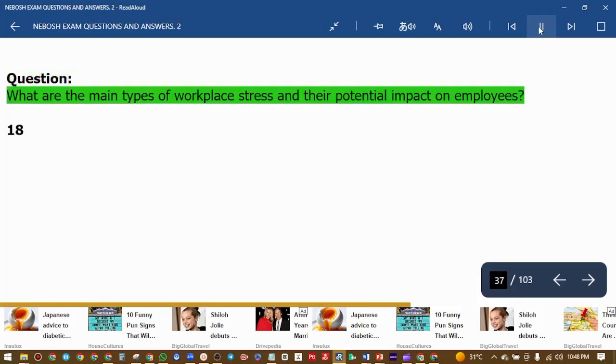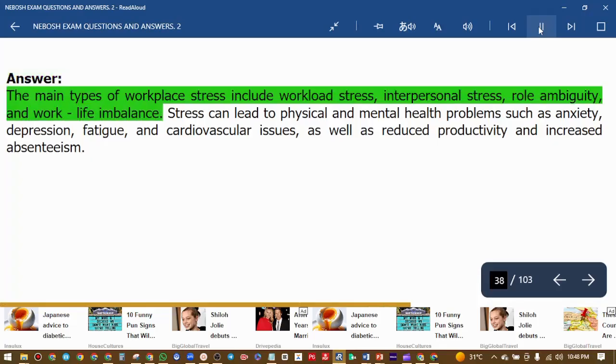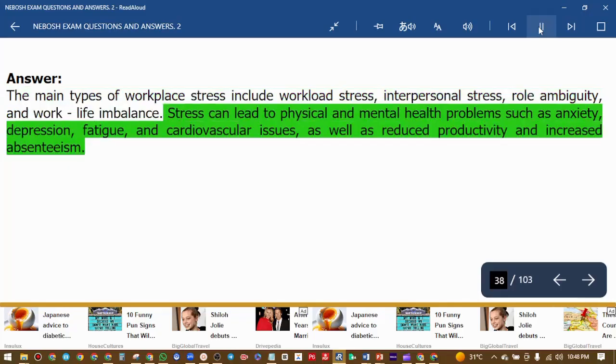Question 18. What are the main types of workplace stress and their potential impact on employees? Answer. The main types of workplace stress include workload stress, interpersonal stress, role ambiguity, and work-life imbalance. Stress can lead to physical and mental health problems such as anxiety, depression, fatigue, and cardiovascular issues, as well as reduced productivity and increased absenteeism.